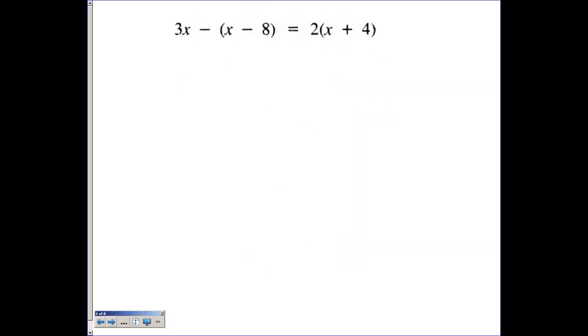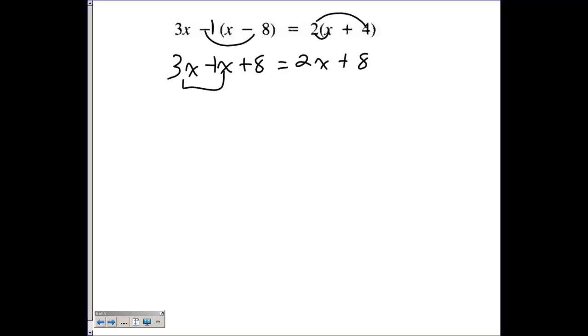Okay, so this one looks a lot like the previous one, so we're still going to distribute this -1 here. So bring down the 3x, and we have a -1 times x is a -1x, and a -1 times -8 is going to be a +8. And on the other side, we have a 2x plus 4 by distributing here and here. Combine our x's, so we have a 3x minus 1x, and that leaves us with a 2x. I still have a +8 equals 2x plus 8. And at this point, you can see we have the same thing on both sides.